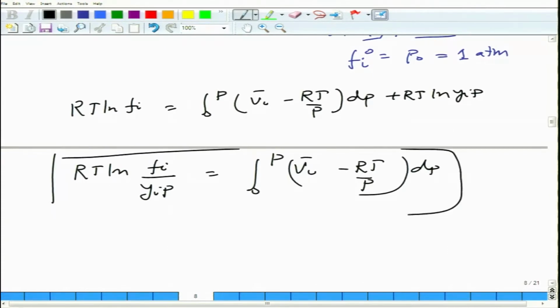So, I have this expression for fugacity, or in this case it is going to be the fugacity coefficient, this ratio which relates to the volumetric property as Vi bar minus RT by P integrated from 0 to P dP. I will stop here, and then I will continue this exercise by taking certain assumptions and connecting with some experimental information or data. So, I will see you in the next lecture.